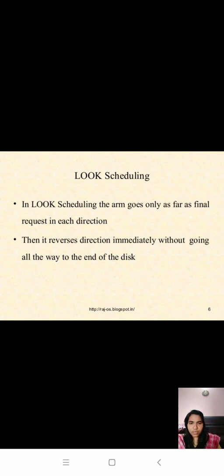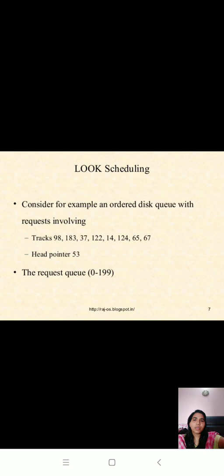and Methodology. In this session, we will learn about LOOK scheduling. So, in LOOK scheduling, the arm goes only as far as the final request in each direction. Okay. In the earlier session, we discussed the SCAN scheduling algorithm. But in this algorithm, the arm goes only as far as the final request in each direction, right? Then it reverses direction immediately without going all the way to the end of the disk, like the SCAN algorithm. So in LOOK scheduling, we have a problem and we have to resolve it with the LOOK scheduling algorithm.